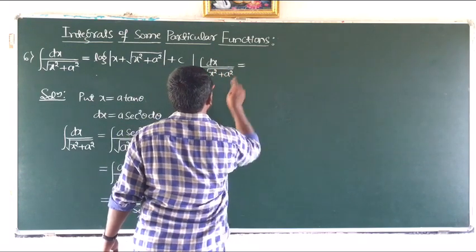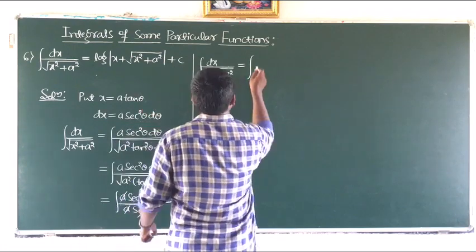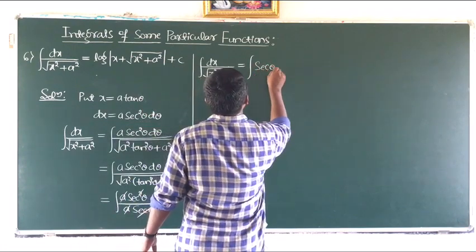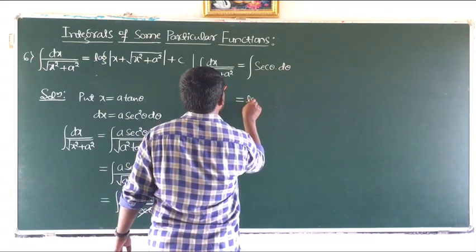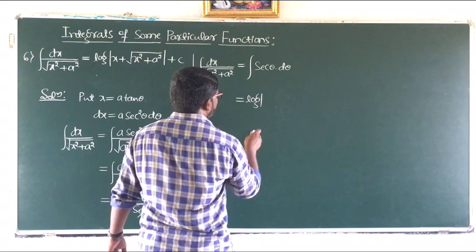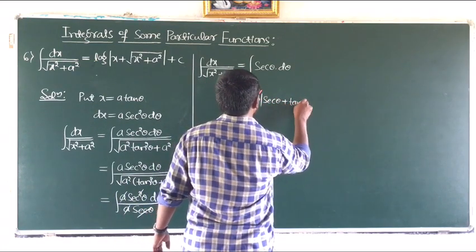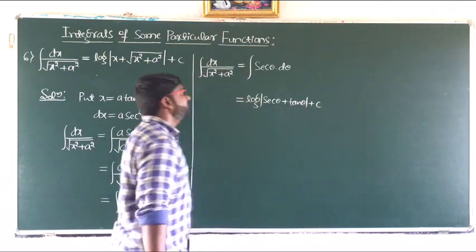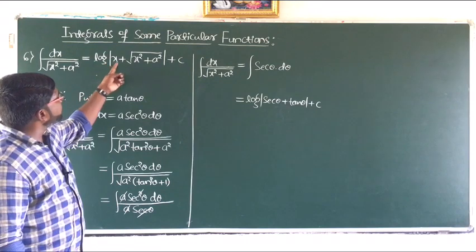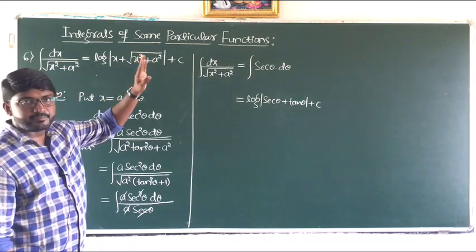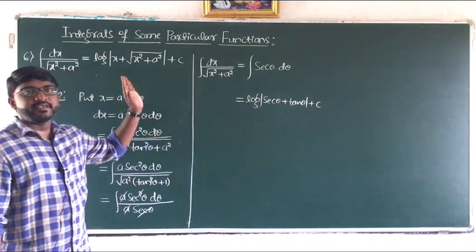which is equals to integral secant theta into d theta. So what is integral of secant theta? Log mod secant theta plus tan theta plus c, but this is not the final answer. So see here, we need log mod x plus under root x square plus a square plus c. That means we have to write secant theta and tan theta in terms of x and a.